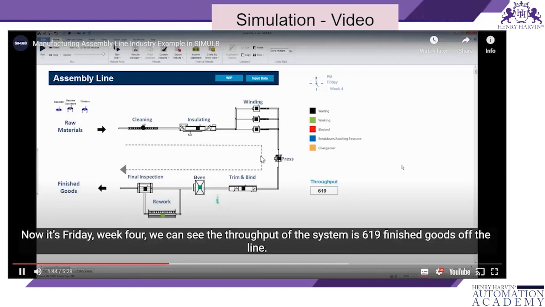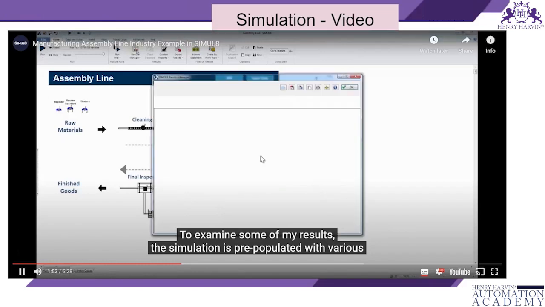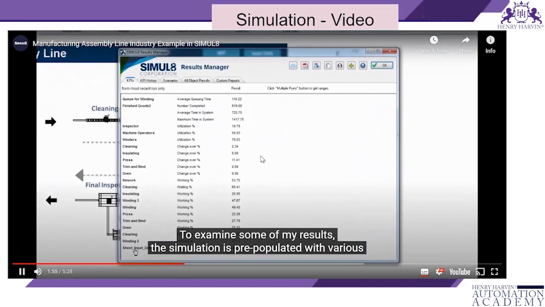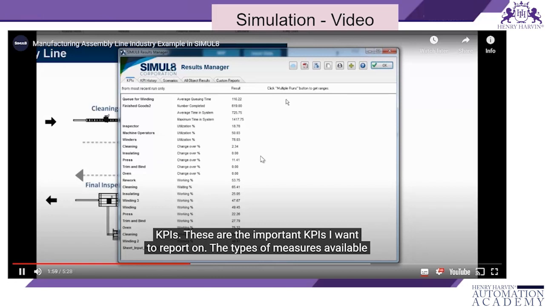Now it's Friday, week 4. We can see the throughput of the system is 619 finished goods off of the line. To examine some of my results, the simulation is pre-populated with various KPIs. These are the important KPIs I want to report on.